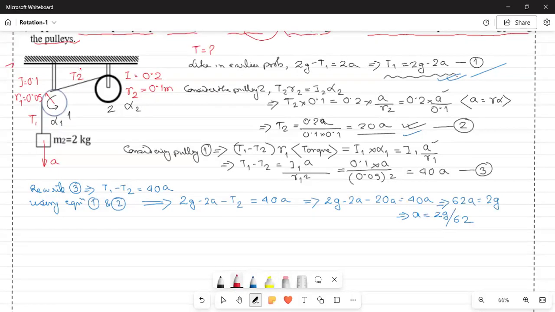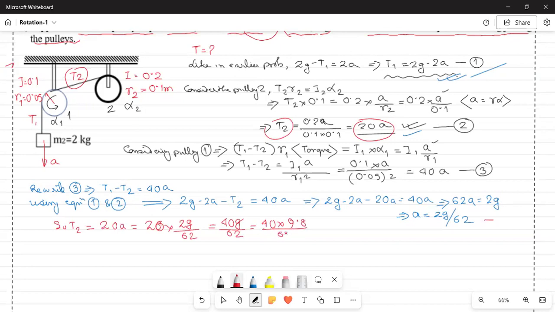The value of T2 was asked in the question. T2 is 20A, and the value of A we have already found. So T2 is equal to 20 multiplied by G by 62, which is 40G by 62, equal to 40 into 9.8 divided by 62. This you calculate, and you will find a value of 6.32 Newton. So this is the tension T2, 6.32 Newton, and this is what they asked.